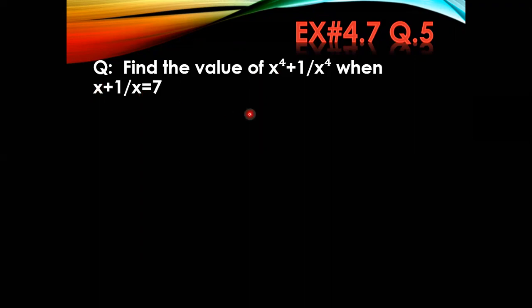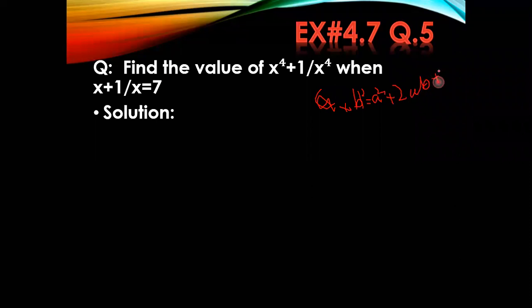So again, which formula are you going to use here? This formula. We don't have any formula as such for x to the power 4, so we will simply use this formula: a plus b whole square is equal to a square plus 2ab plus b square.